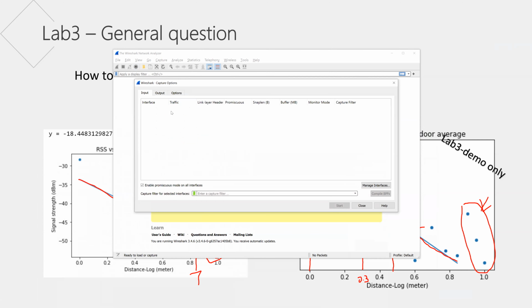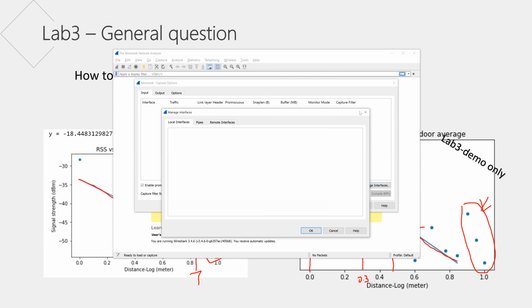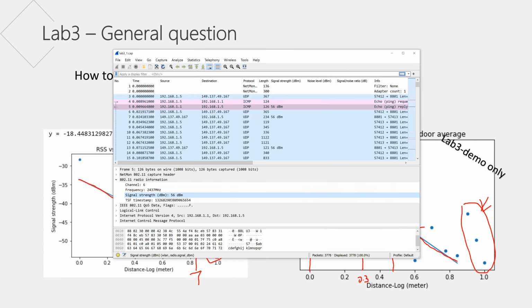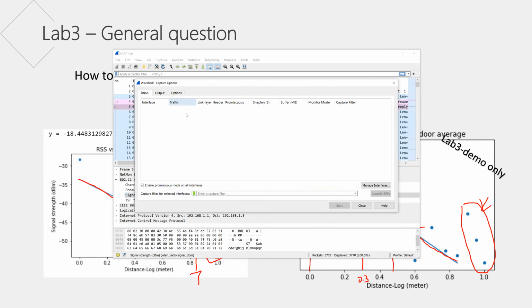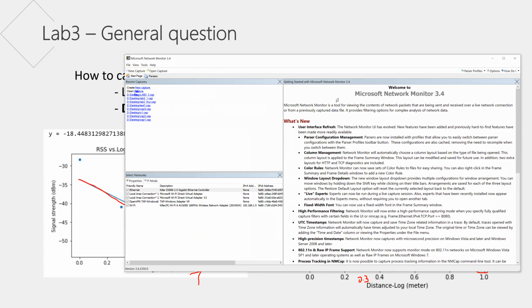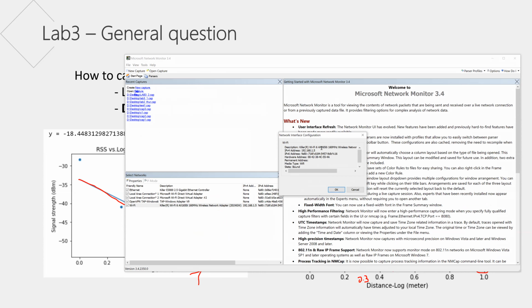You can see my adapter, this one. The Killer. I think the Killer doesn't support capturing the data we need. So maybe I should change to another wireless adapter to capture the packets. But when I'm using my laptop, everything is fine.